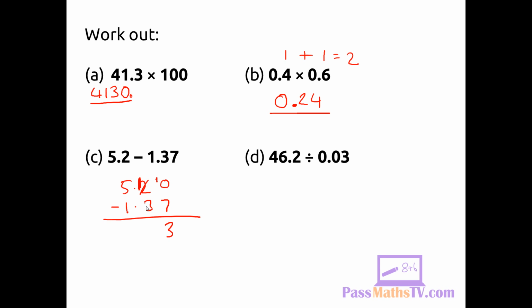This is 1. You can't do 1 take away 3, so I'm going to borrow 1 off the 5 here. This becomes a 4, and that becomes 11 now. So 11 take away 3 leaves me with 8. The decimal point should be in the same place. I'm left with 4 take away 1, which is 3. So our answer is 3.83 rather.